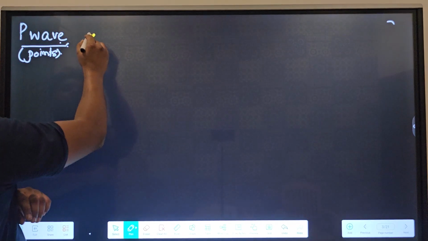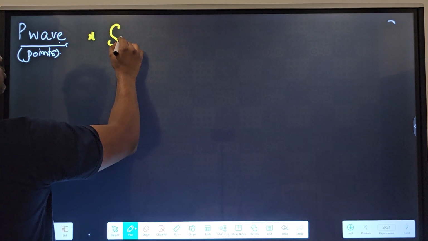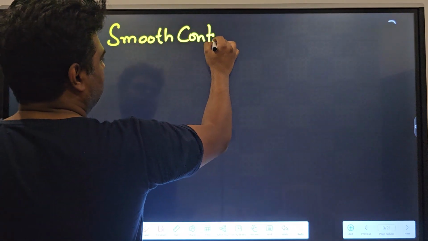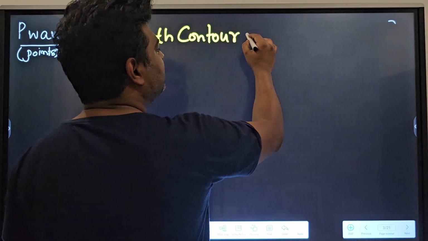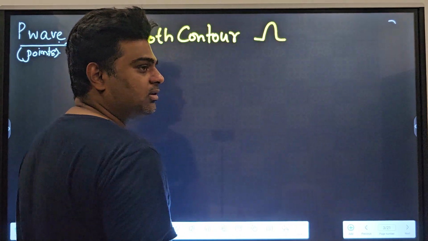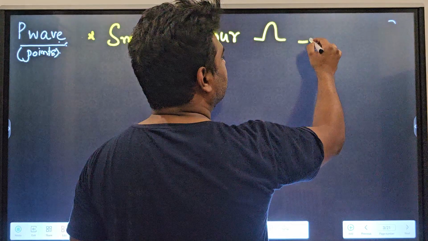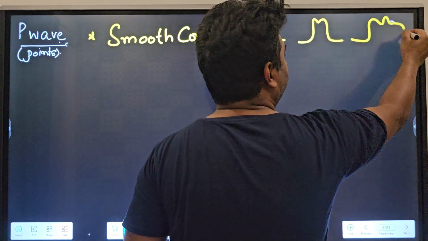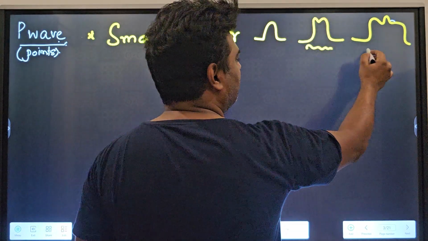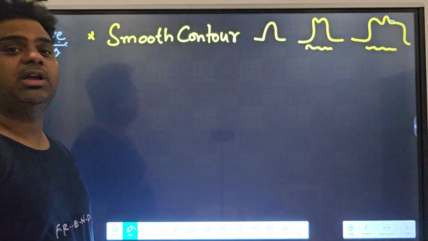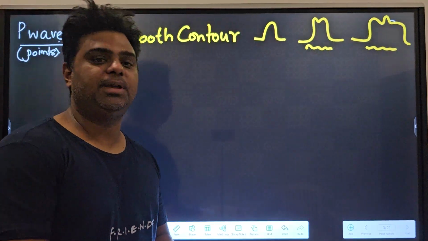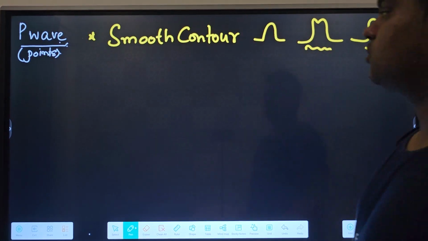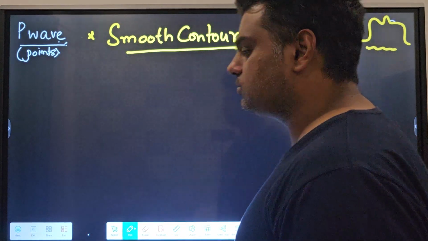Now, some important points regarding P waves are as follows. First thing, the P wave has a smooth contour. What is the meaning of a smooth contour? A smooth contour means it is like this, a normal P wave. It is not notched like this, or peaked like this. If this or this is seen, that means it is an abnormal P wave. So a normal P wave has a smooth contour.